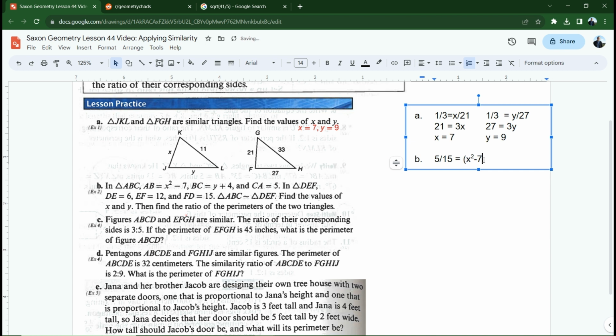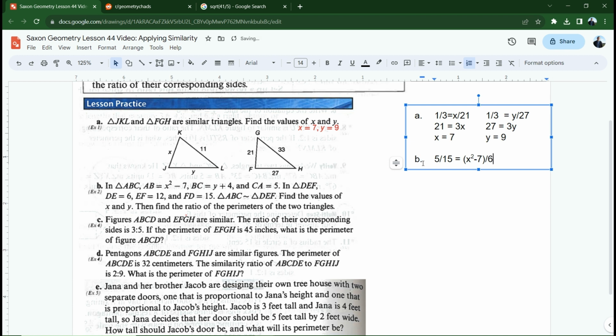Okay. I'm being a little sloppy with how I'm writing these out. I should use fraction bars and make it really easy to see how I'm doing the cross multiplying, but I'm just trying to save time. This is going to be x squared minus 7 over, and what side corresponds to AB? Well, looks like DE, 6.